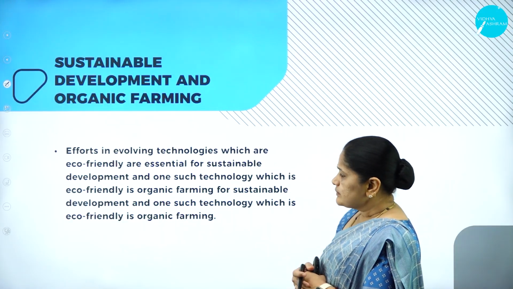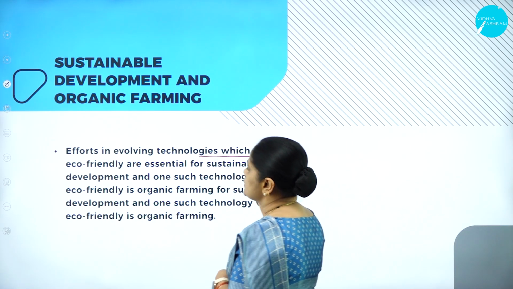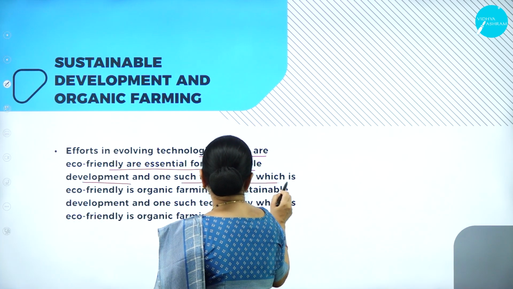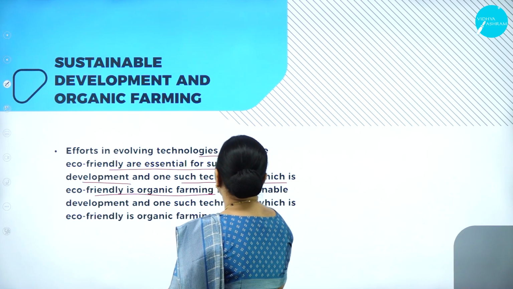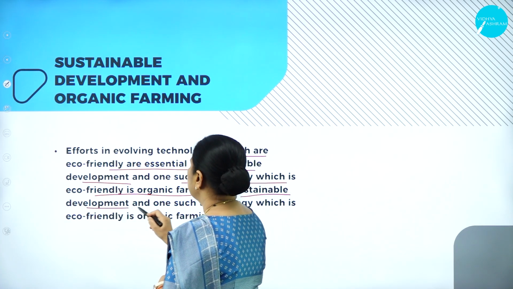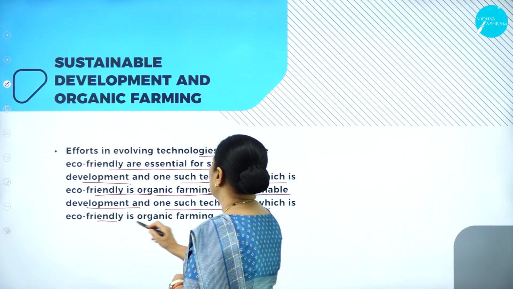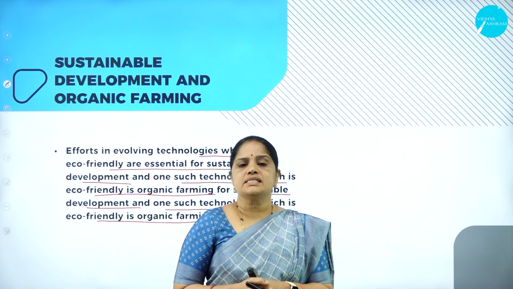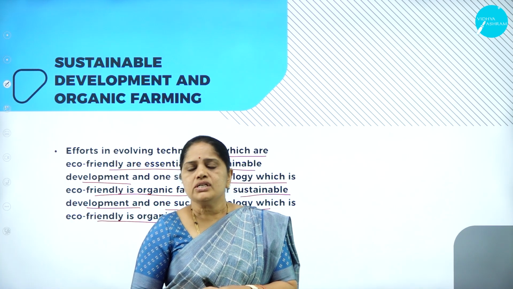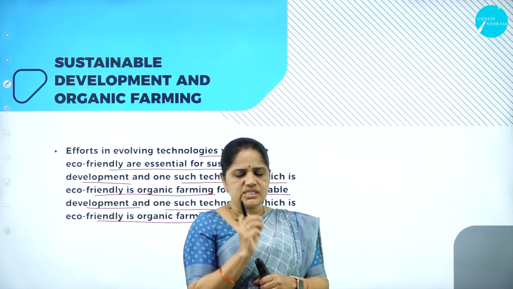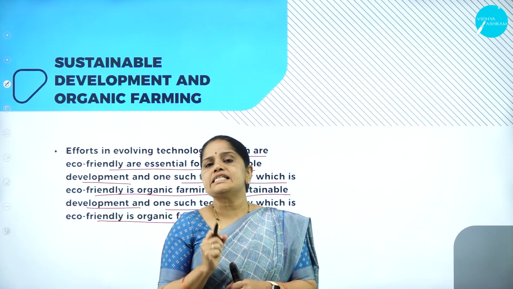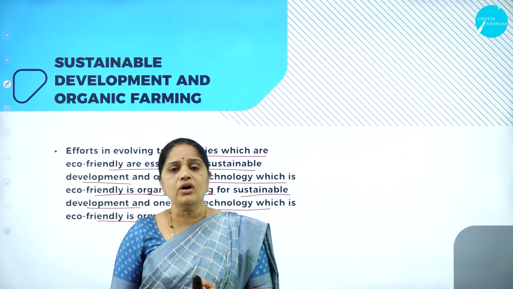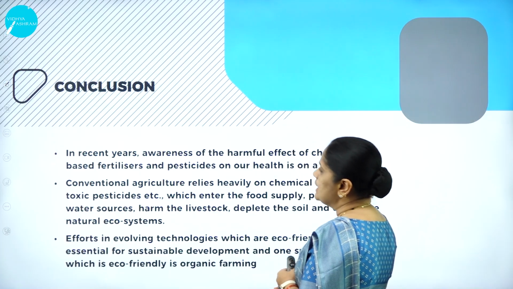Efforts in evolving eco-friendly technologies are essential for sustainable development, and one such eco-friendly technology is organic farming. In recent years, sustainable development is here to stay. So there is a greater need to see that chemical fertilizers are used to the minimum, and organic farming is given more and more importance in the agricultural sector.